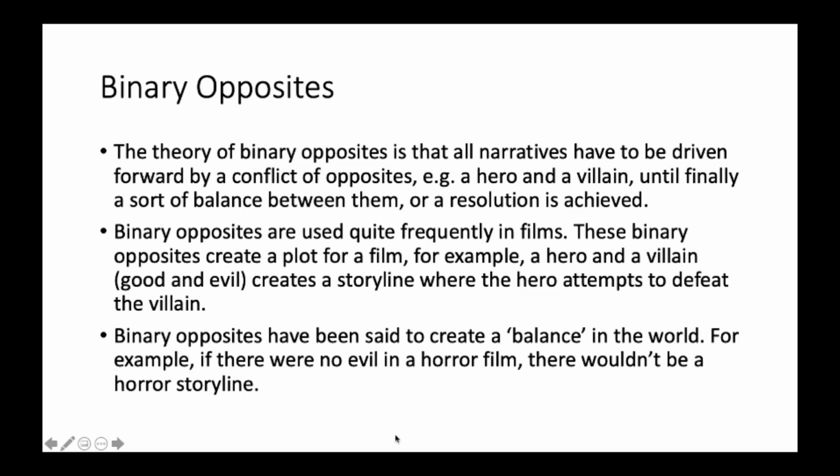So it creates a storyline where, in its most simple form again, a hero defeats a villain, all right? They've been said to almost create a balance in narratives and within storylines. For example, if there wasn't any evil in a horror film, there essentially wouldn't be a horror film storyline. If there wasn't a villain in a superhero film, there wouldn't be a superhero film, because the superhero hasn't got anyone he's actually fighting. So these binary opposites are what create the balance within a film.